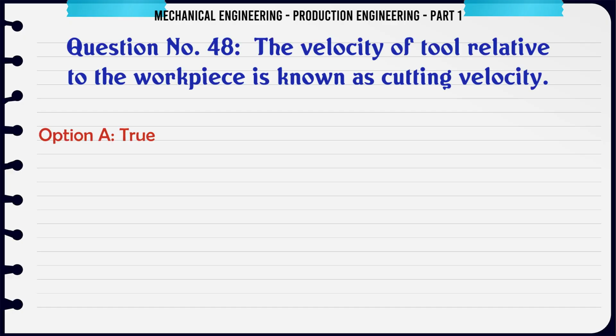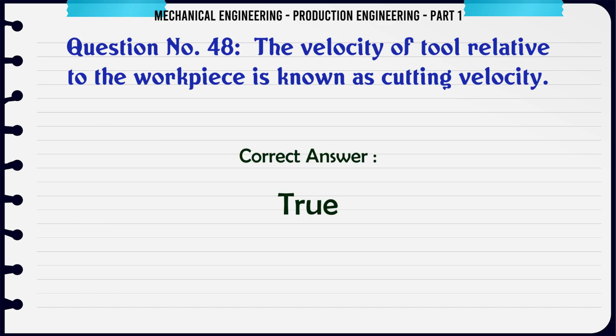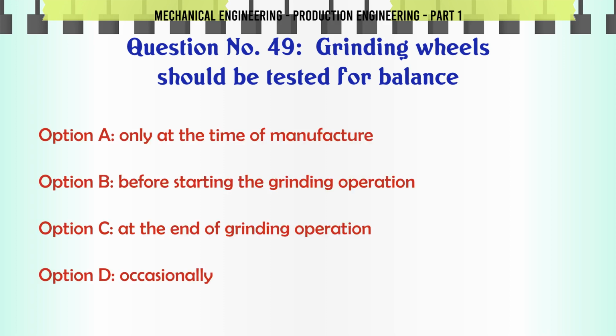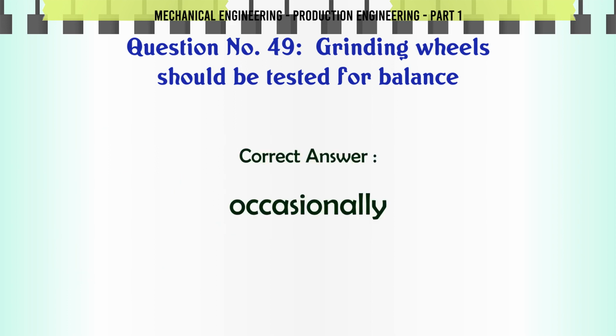The velocity of tool relative to the workpiece is known as cutting velocity. A, true; B, false. The correct answer is true. Grinding wheels should be tested for balance: A, only at the time of manufacture; B, before starting the grinding operation; C, at the end of grinding operation; D, occasionally. The correct answer is occasionally.